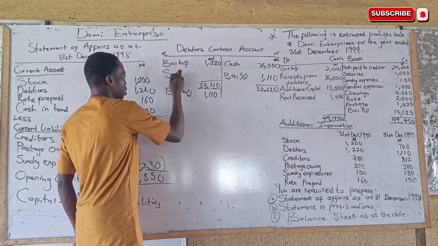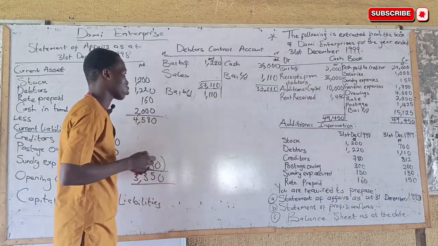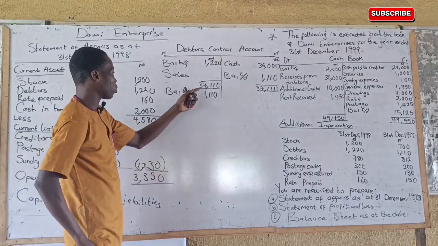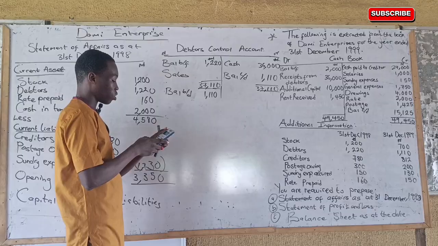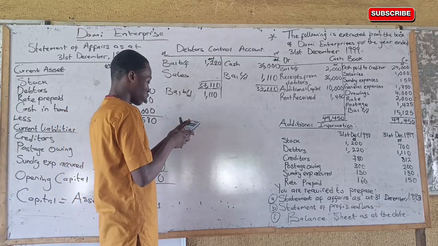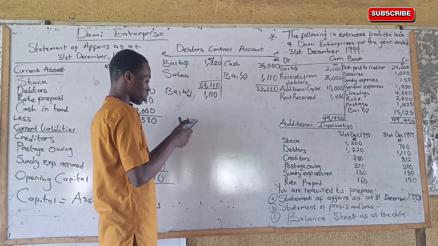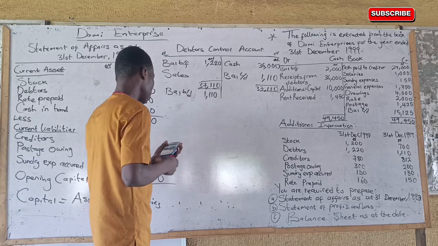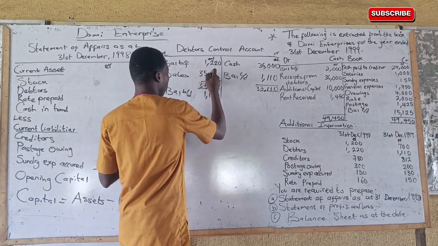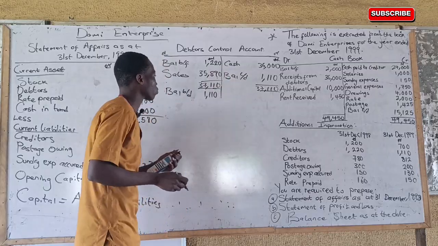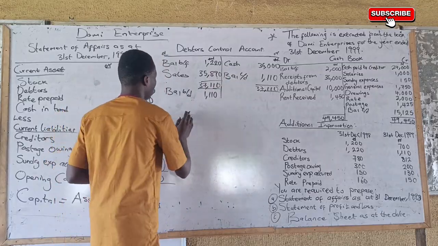So we are going to write our sales. To get that, it simply means 37,110 naira minus 1,220 naira. So that is 35,890. That's for the sales.